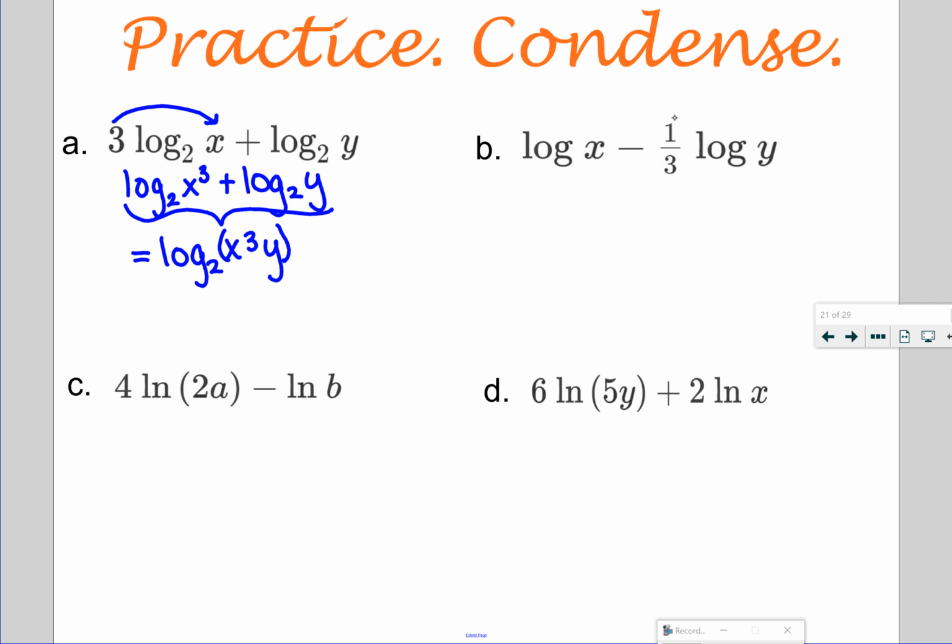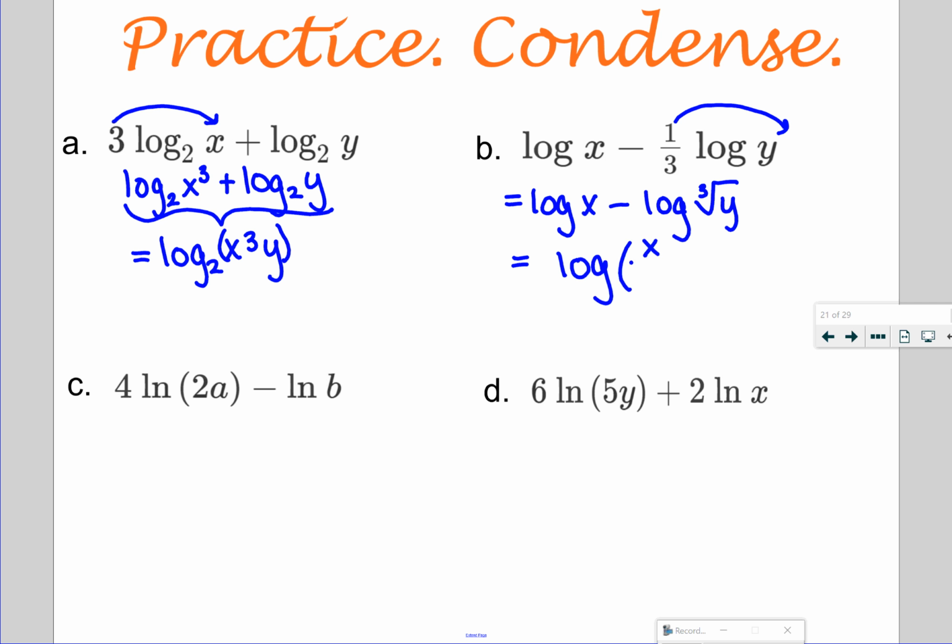For B, you have a 1/3, you can move up into the exponent. So I have a log x minus log, and y to the 1/3 is the same as the cube root of y. Then I can combine these together by dividing x over cube root y. And that's your final answer.